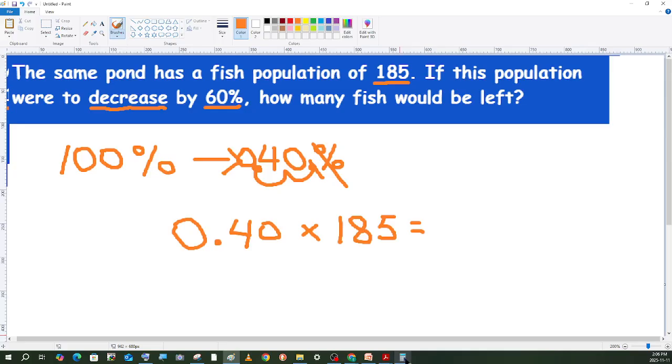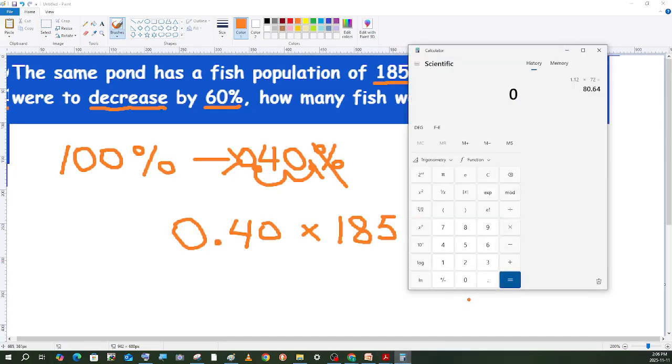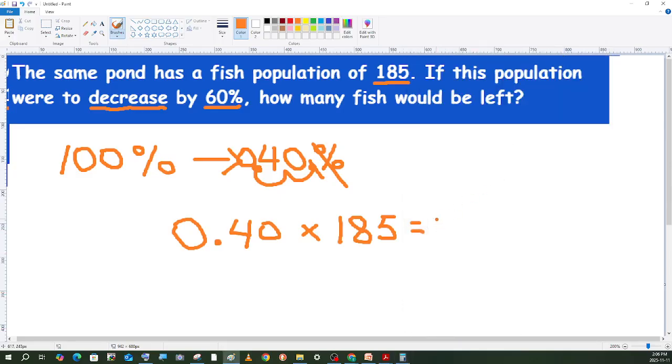Let's see what that works out to. 0.4 times 185 equals 74. In this case, we don't have to worry about rounding because it's already a whole number. So let's go ahead and add that to our document as well. Try the next question.